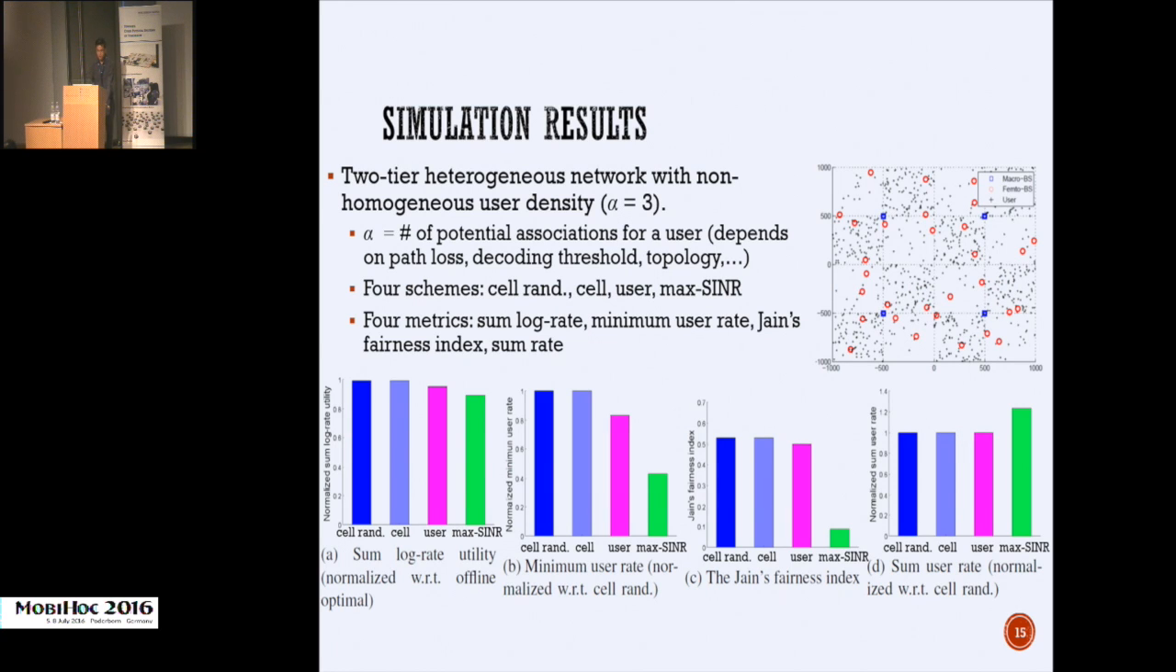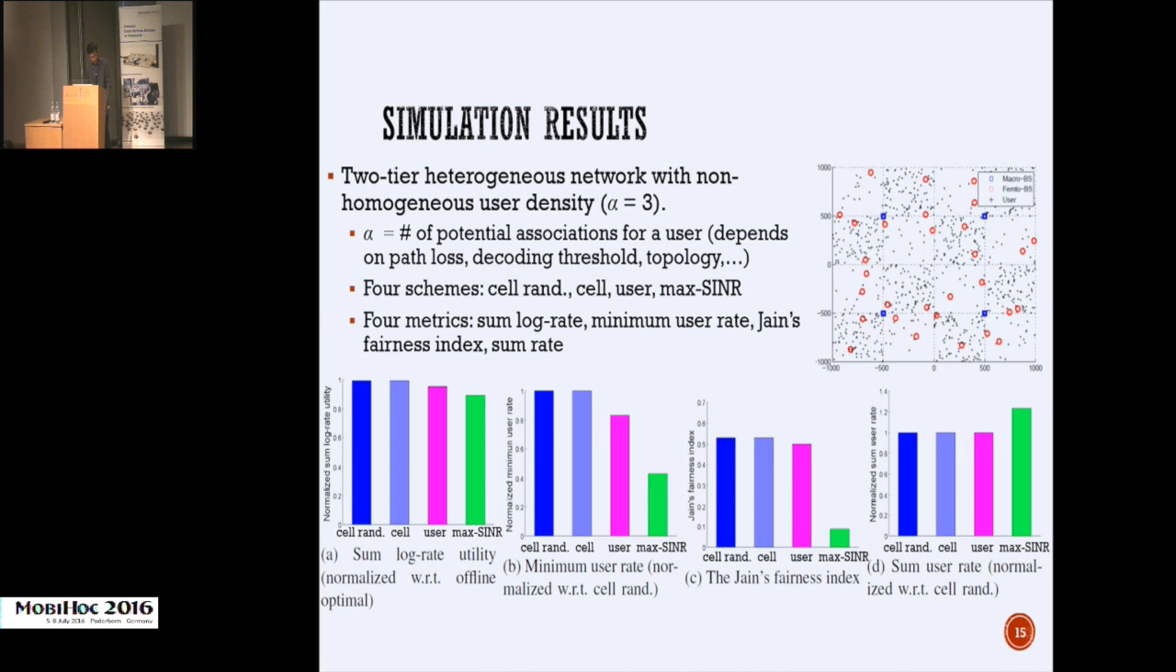So here are some simulation results. We first consider a two-tier heterogeneous network. We can see in the cartoon on the right-hand side, we use the blue squares to represent the macro base stations, the red circles to represent the femto base stations, and the black dots to represent the users. We can see that the users are distributed in a non-uniform manner. In each interlacing square, some squares have a higher density of users and others have lower densities.